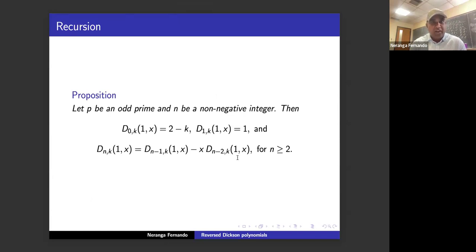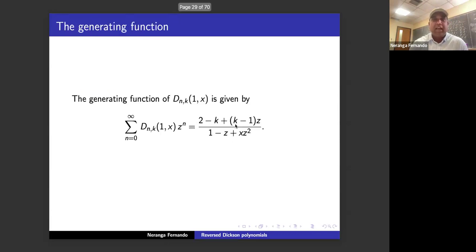Here, I showed that the k+1 kind also has a nice recurrence relation, a second order recurrence relation with these initial conditions. And of course, then we have the generating function, which is given by this.